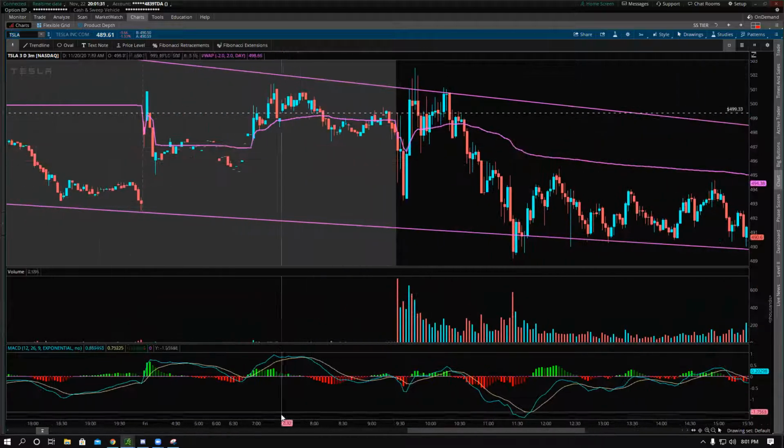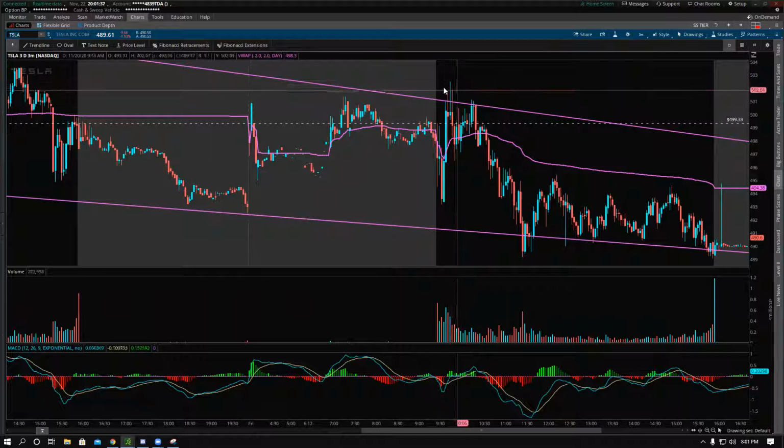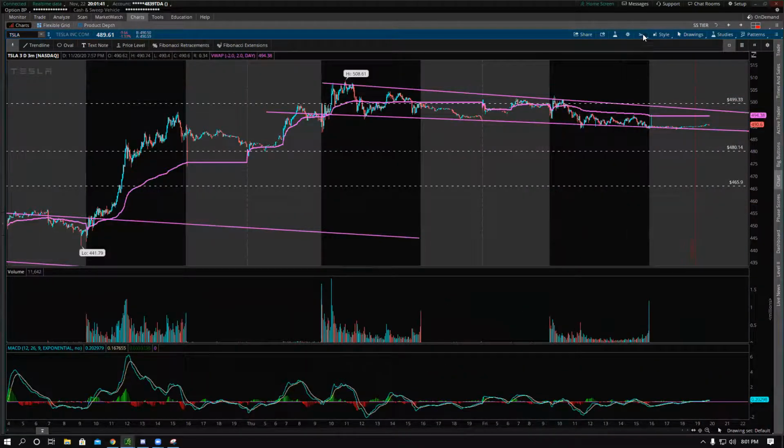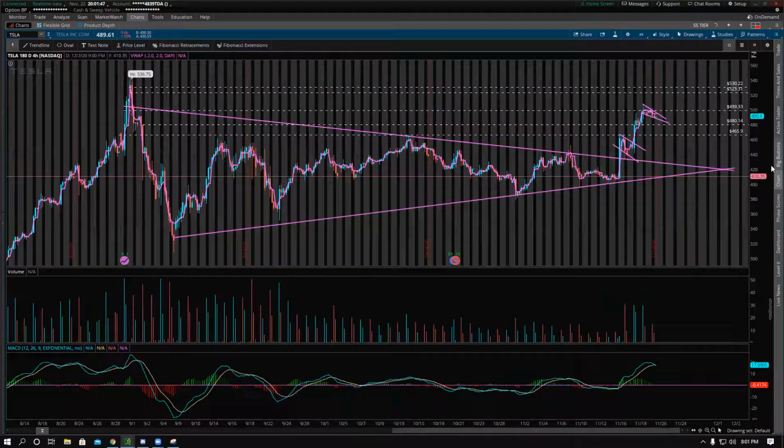Now this is about to break out. I'm excited for this. Yeah, it's gonna be fun. It might actually go to 520 this week. No joke. See this? I'm so excited for this. This is gonna pop.